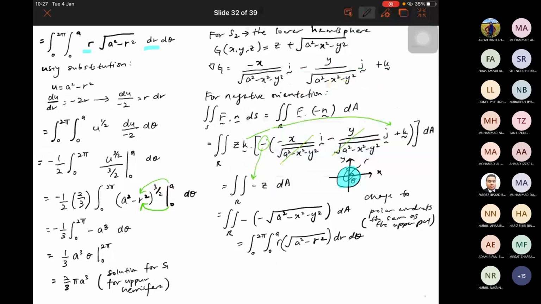It will be equal to 2/3 pi a cubed. This is the solution for S2, that is for the lower hemisphere. So the flux integral will be equal to adding both of them.